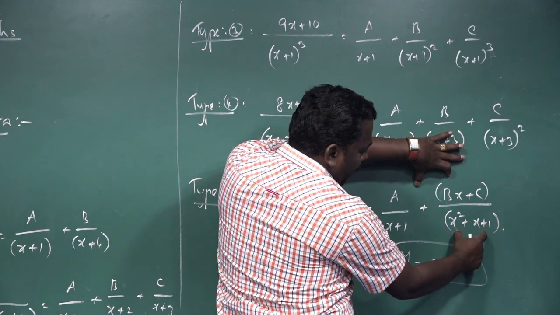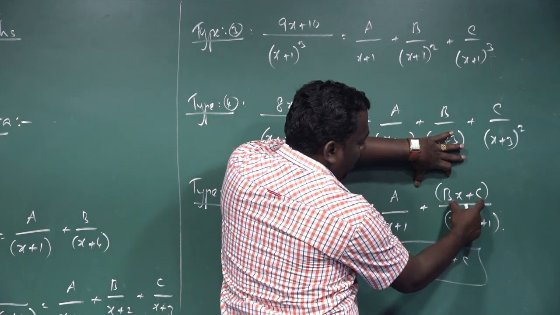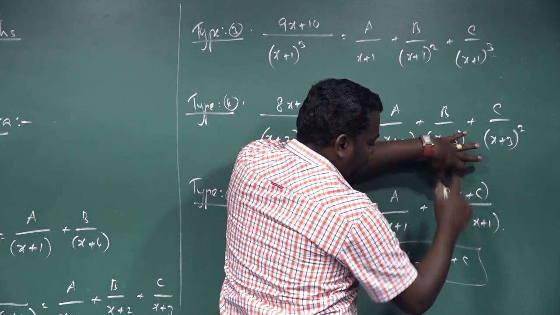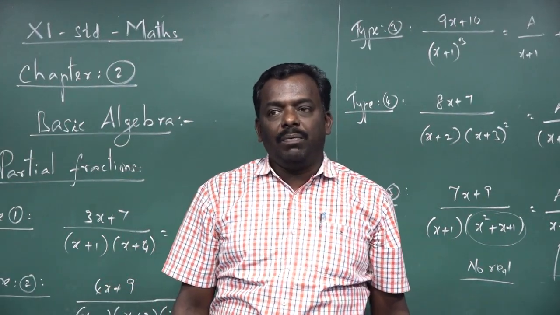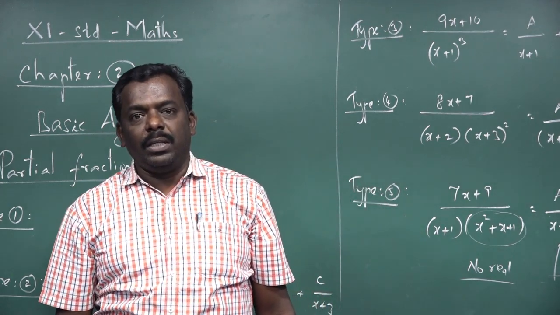For that corresponding denominator, we can apply the numerator as a linear form. That linear form is called bx plus c. Now, using this type of equation, we just have to apply it as a partial fraction to solve some of the sums in this exercise.